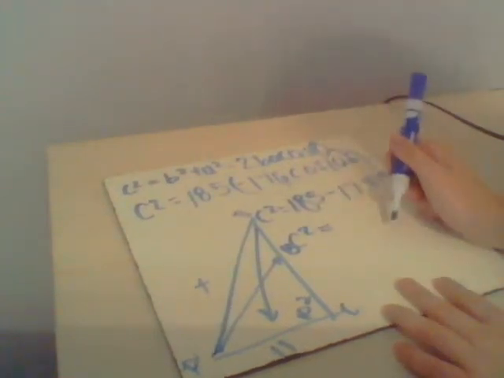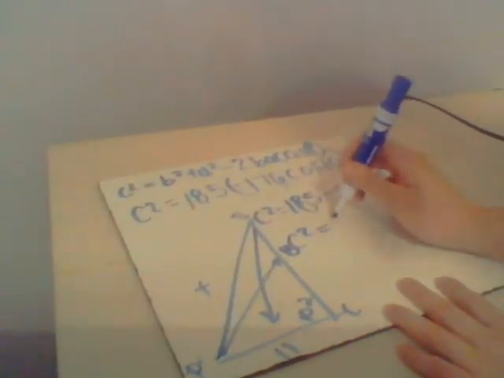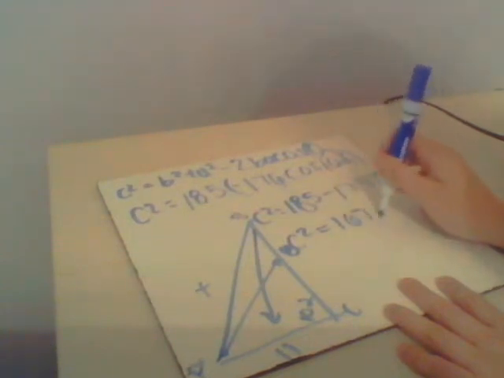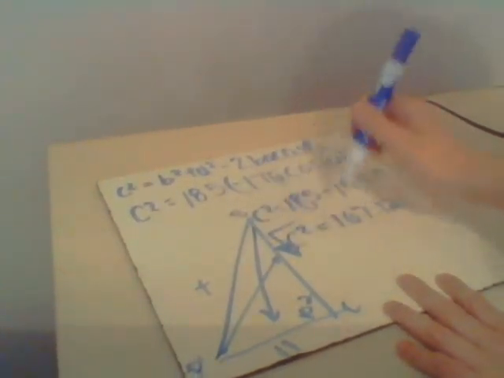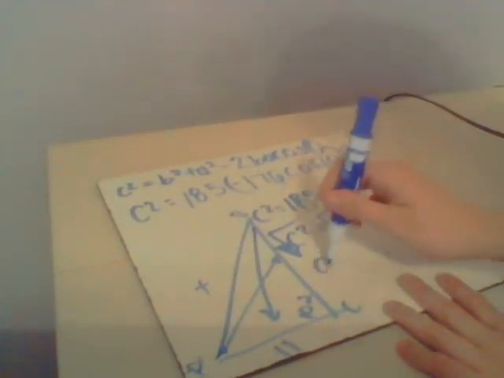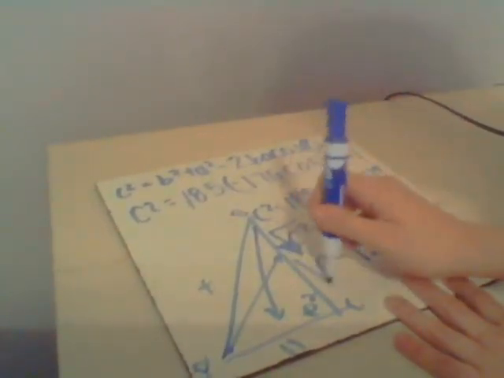So c squared is now equal to, again, subtracting this, 167.121. We want to simplify c all the way. And the square root of 167.121 is 12.9 units, the side length c.